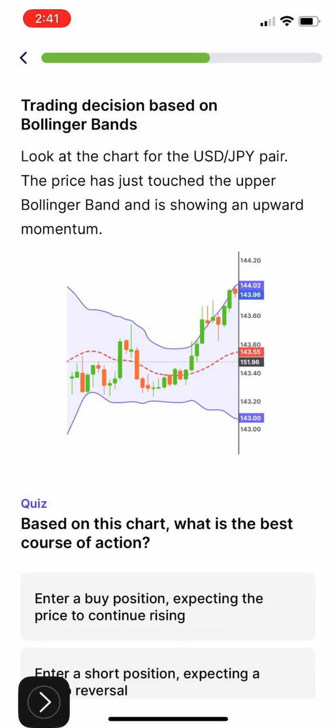Trading decision based on Bollinger Bands. Look at the chart for the USD-JPY pair. The price has just touched the upper Bollinger Band and is showing an upward momentum. Quiz. Based on this chart, what is the best course of action?